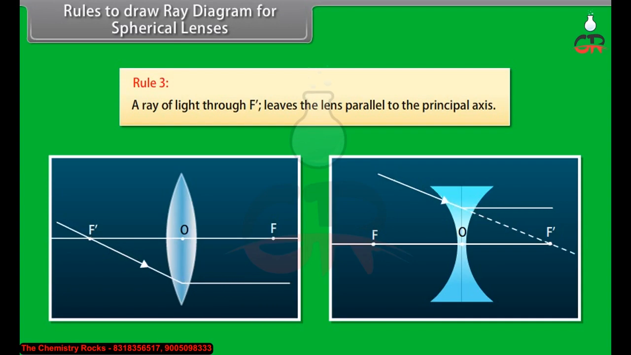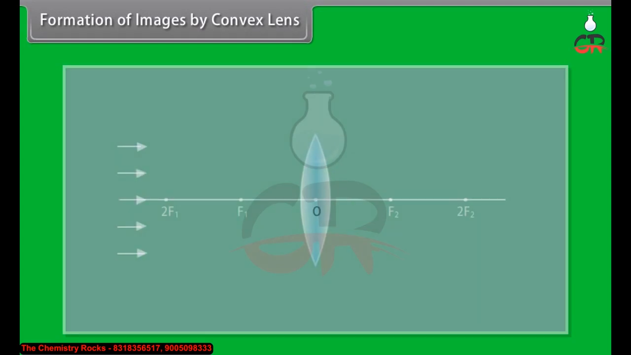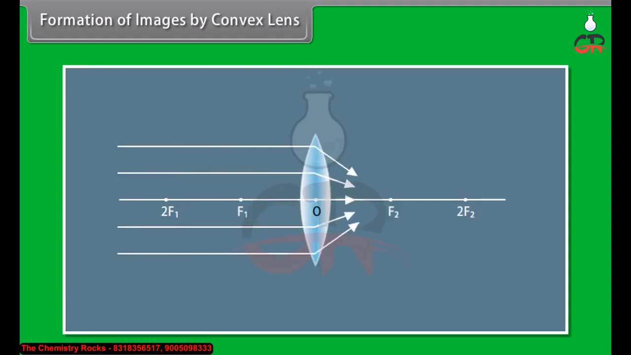Formation of images by convex lens. When the object is placed at infinity and the rays are parallel to the principal axis, then the image is formed at principal focus on the other side. The nature of the image is real, inverted, and diminished.